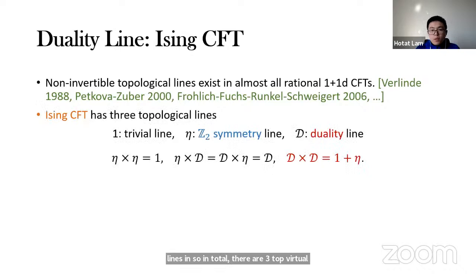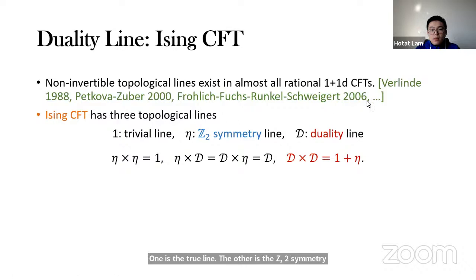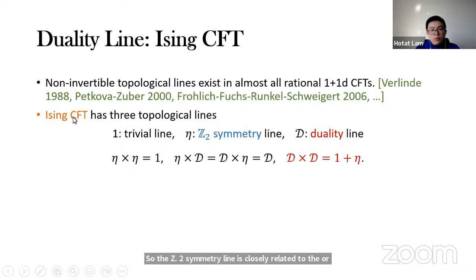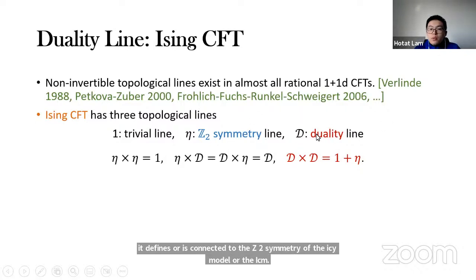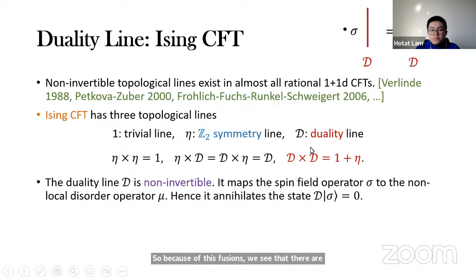One is the trivial line. The other is the Z2 symmetry line, which I denote by eta. And the other is the duality line. The Z2 symmetry line defines, or is connected to, the Z2 symmetry of the Ising model or the Ising CFT. The more interesting one is the duality line. If we take 2 duality lines and fuse them, we don't get identity. Instead, we get identity plus the Z2 symmetry line. Because of these fusions, we see that there are multiple objects on the right-hand side, and we call this duality line non-invertible.